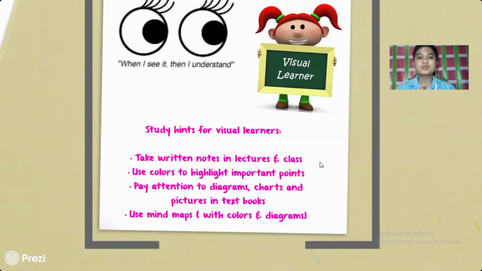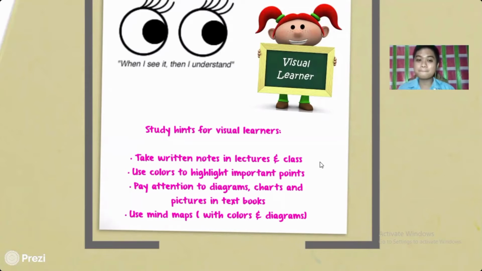Study hints for visual learners: they typically take written notes in their lectures or in their classes. It's because that's the way they want to learn a lot of things, by writing things down. They also use colors to highlight important points. And I'm very guilty of this because I do highlight important points in my textbook or in any study works that I have. So I did that as well.